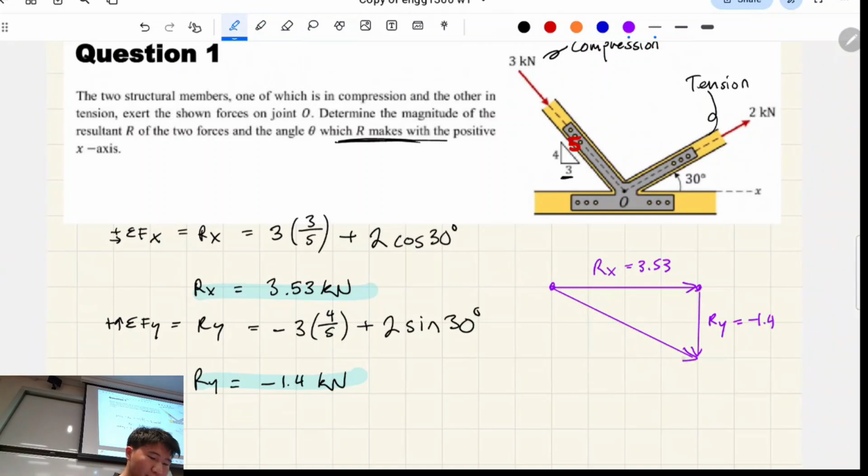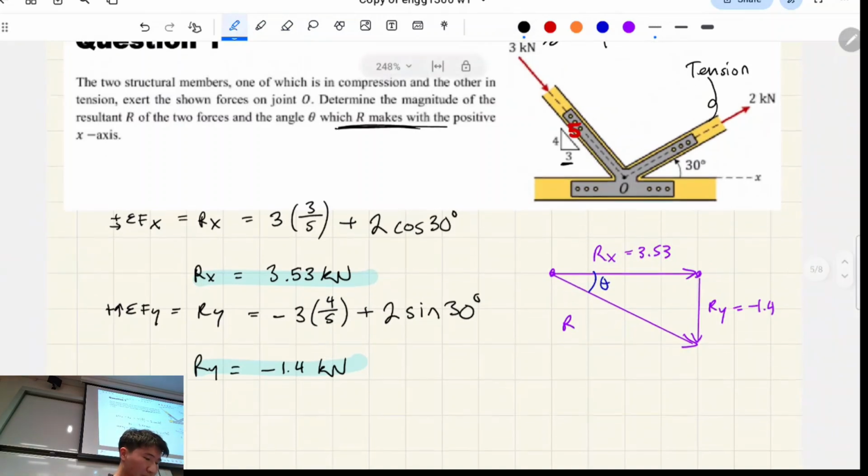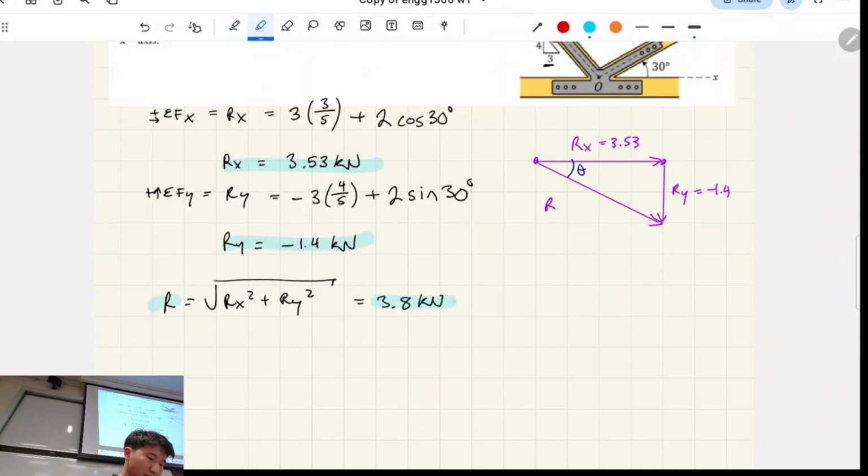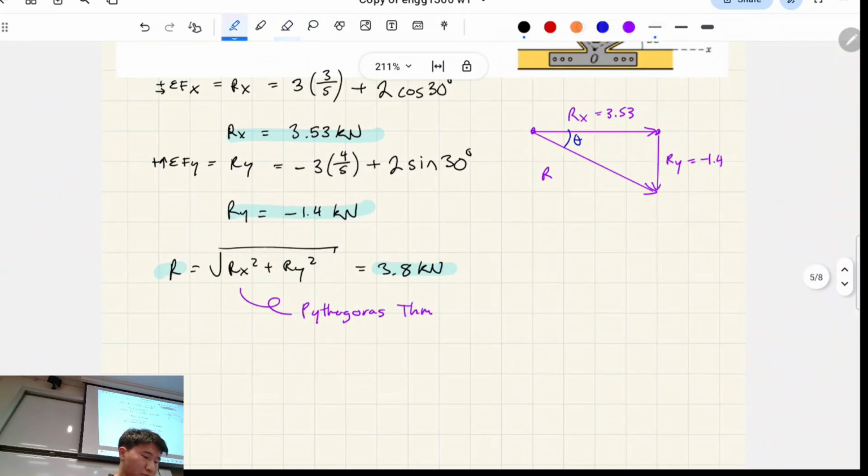Let me just draw out a visual representation of this. Now, essentially, we're solving for this diagonal, this hypotenuse, R, which is the resultant force. And we also want to know what this angle is, right? So you can see where this is going. For R, we use Pythagoras. And for theta, which is the angle, we can use tan inverse of rise over run.